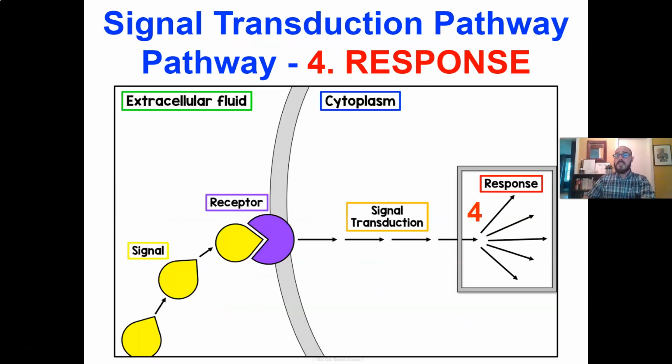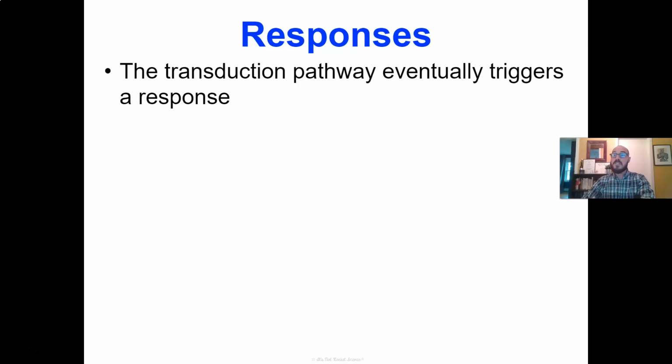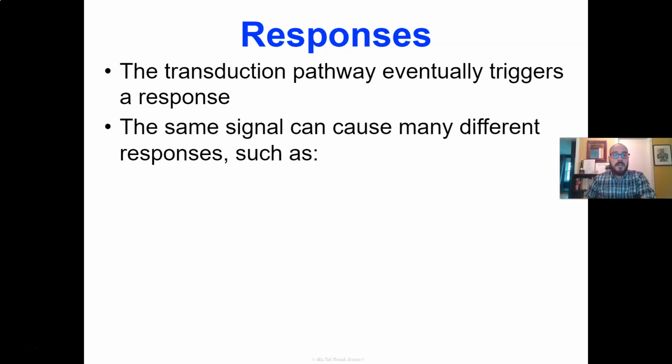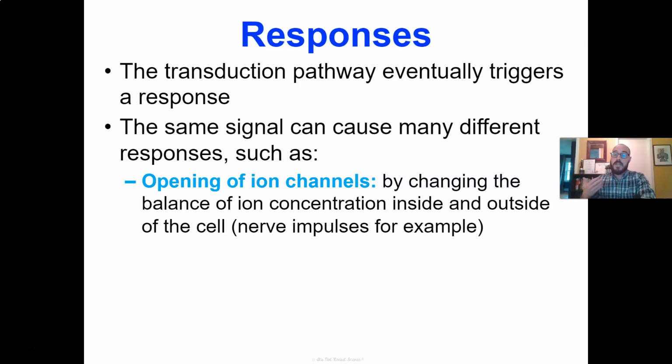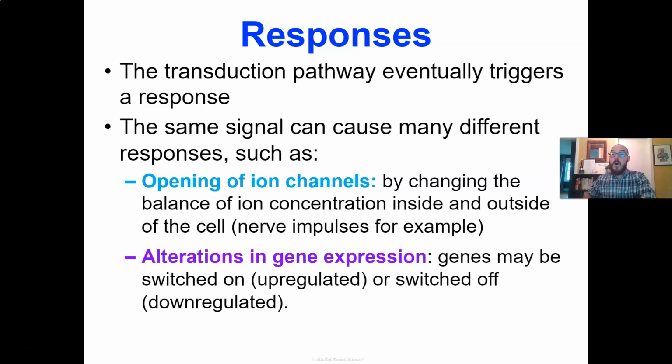All right, so the last thing that can happen here is the response. Ultimately, this is what the signal is trying to tell the body to do. It's trying to trigger something to happen. All right, so the same signal can cause many different responses, such as the opening of ion channels. This is where a membrane changes charges. All right, and you can alter gene expression, which is what the endocrine system is doing a lot of times, so genes may be switched on or off.